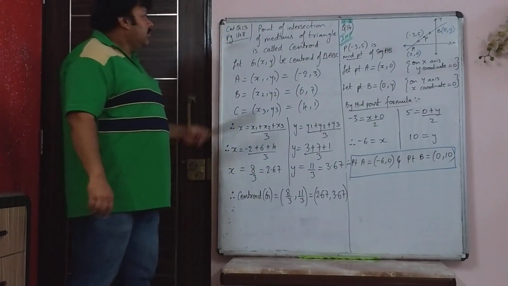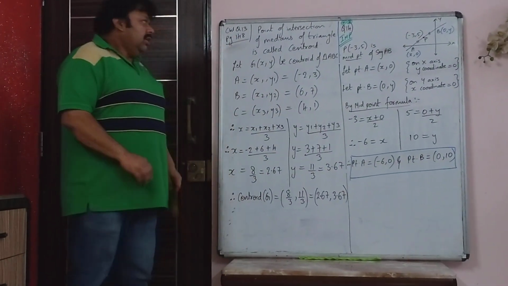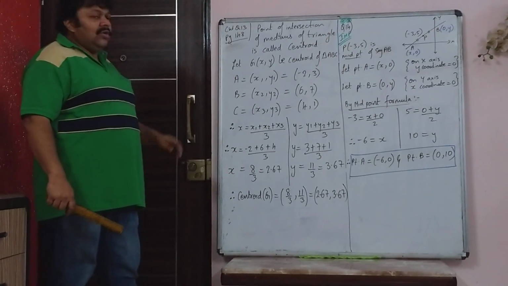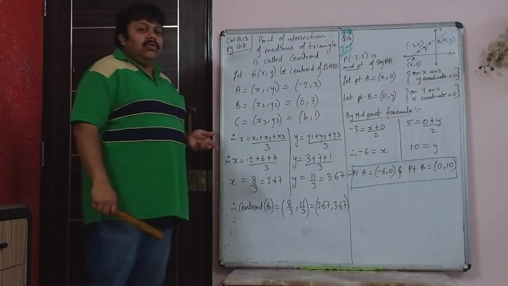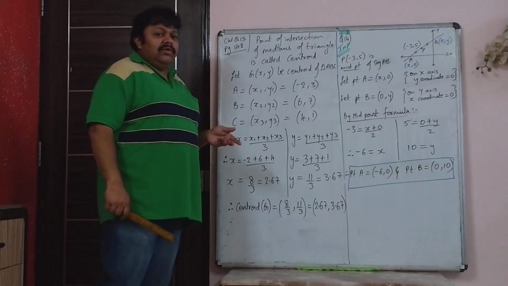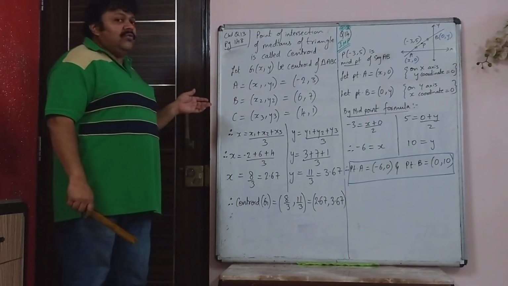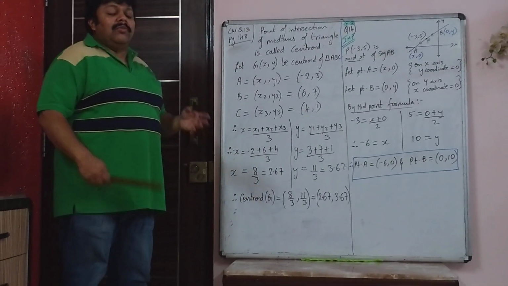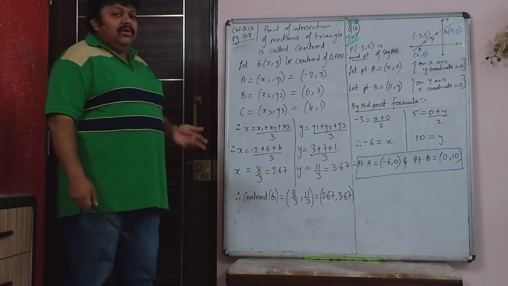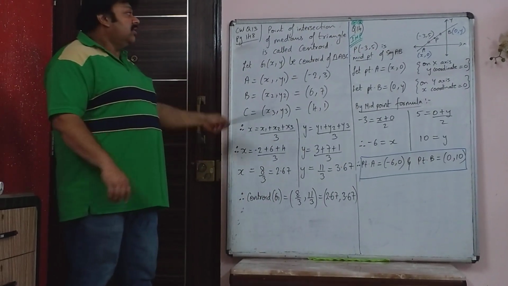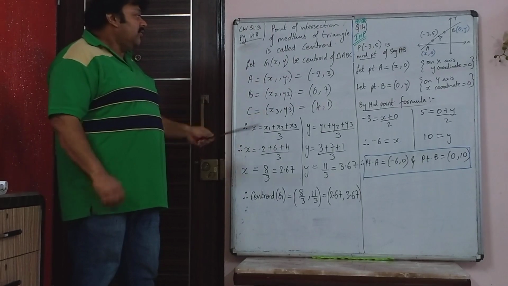So now the next sum, that is question 13. Again the same like 12 itself, only the thing, instead of directly giving you find the coordinates of the centroid, they have asked you to find the coordinates of the point of intersection of medians. Point of intersection of medians is centroid, just write that and directly find.